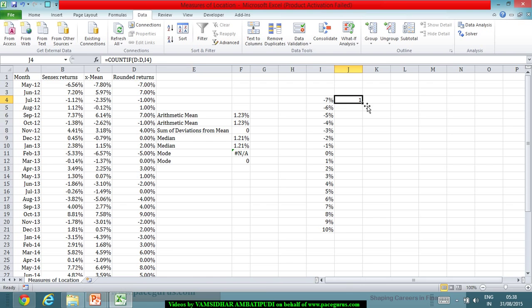-7% has come out once. So this did not come out at all. These all came twice, whereas 3% came 4 times.